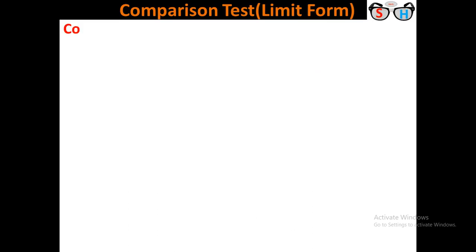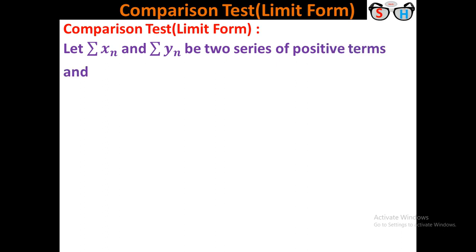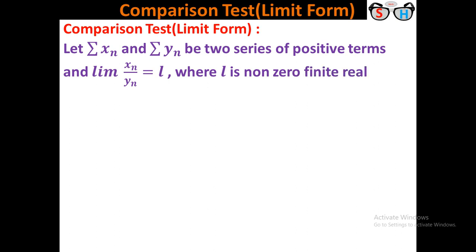Comparison test, limit form. Let summation xn and summation yn be two series of positive terms and the limit of xn by yn equal to L, where L is a non-zero, finite, real number.